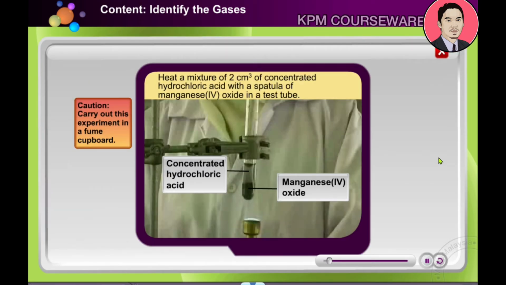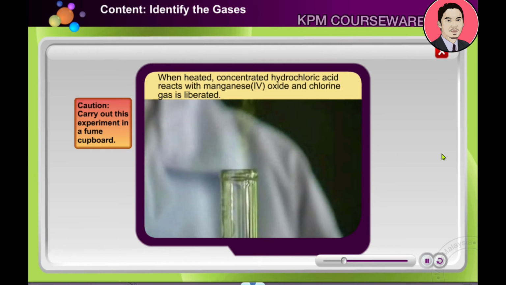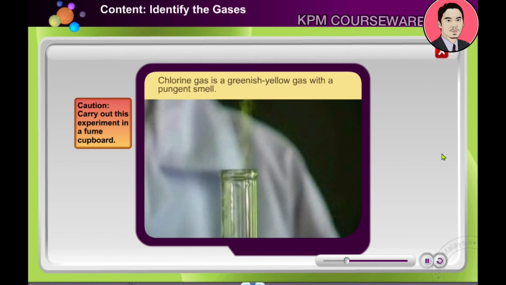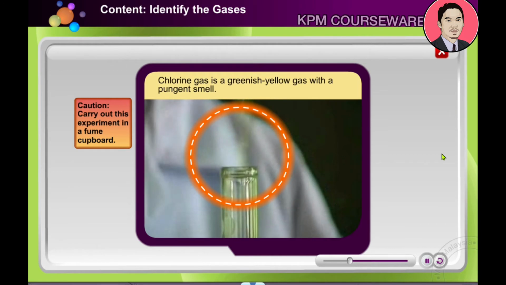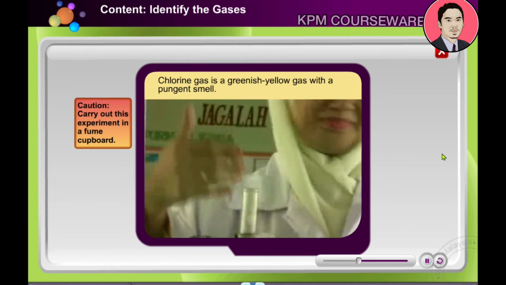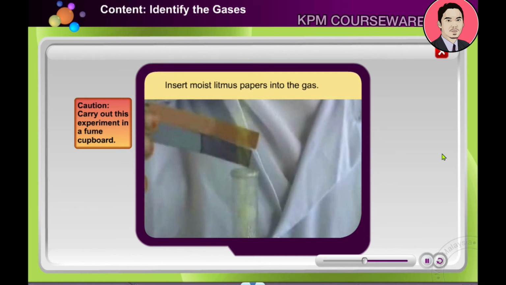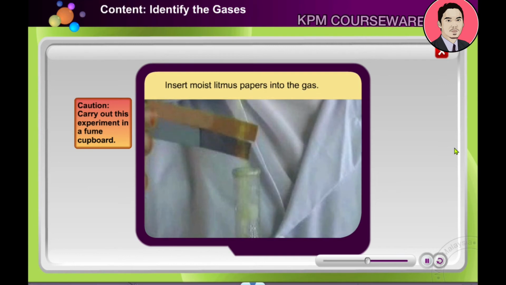Heat a mixture of 2 cubic centimeters of concentrated hydrochloric acid with a spatula of manganese(IV) oxide in a test tube. When heated, concentrated hydrochloric acid reacts with manganese(IV) oxide, and chlorine gas, which is a greenish-yellow gas with a pungent smell, is liberated. Test the gas with moist litmus papers. What do you observe?